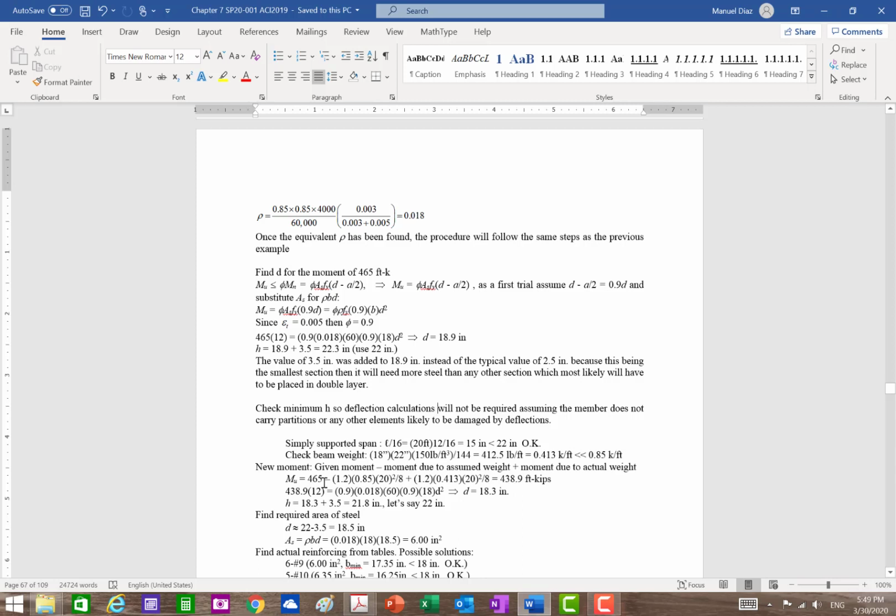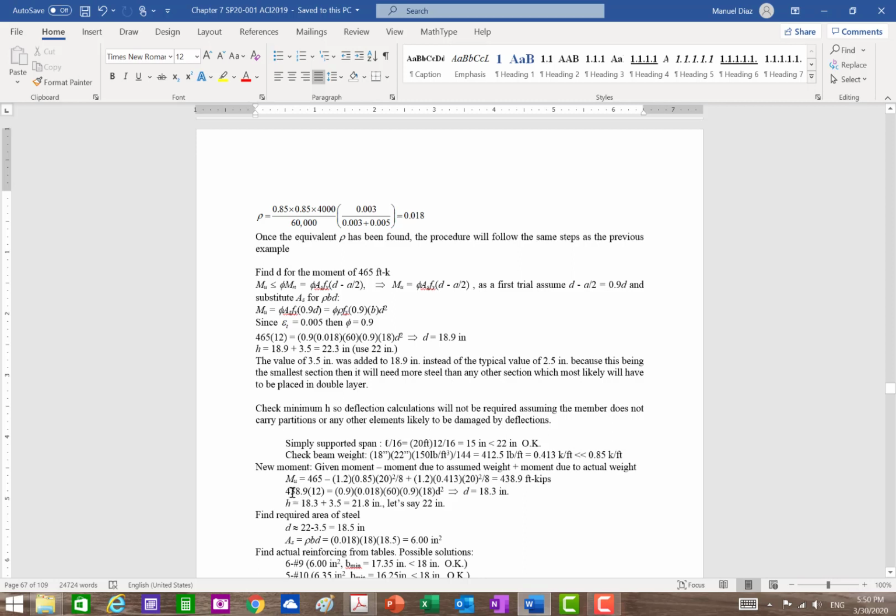So notice that the difference between the 465 and the 439 is not significant, right? We're looking at what, 5% maybe? So it's a 5% difference. Even though your height has changed from 46 to 22, right? Almost half.